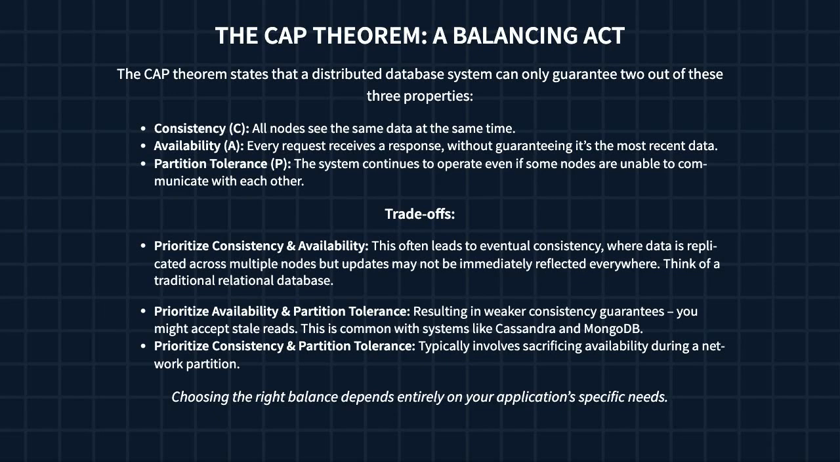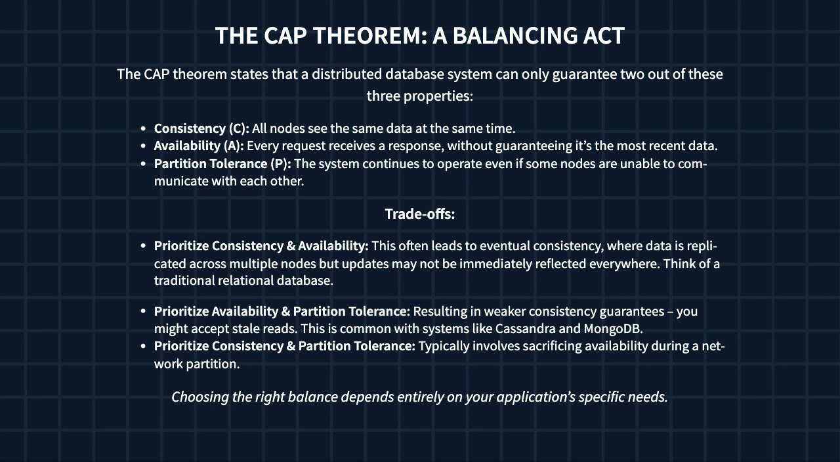Basically, it says that any distributed database system can only guarantee two out of these three things: consistency, availability, and partition tolerance. Consistency means everyone sees the same data at the same time, like you'd expect from a traditional database. Availability means your system always responds to requests, even if some parts are down. And partition tolerance is just that it keeps running even if there's network trouble between different parts of the system. But here's the tricky part: you can't have all three. You have to make a trade-off.